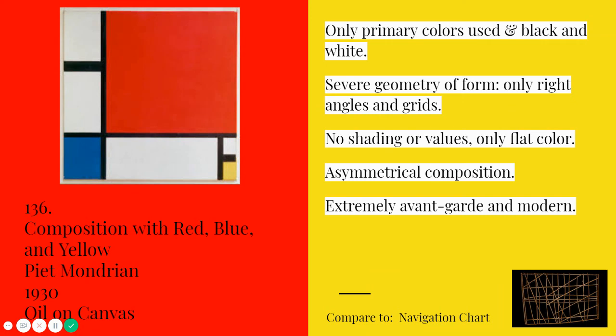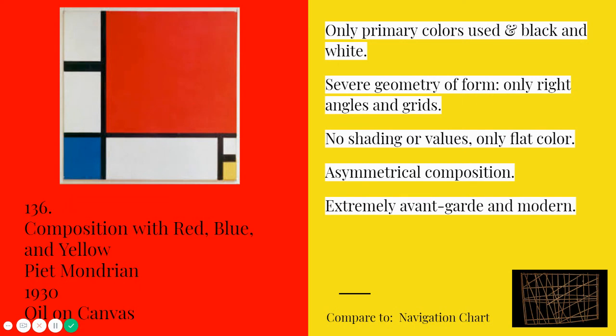So, with all that being said, all of that applies to our image, which is number 136. And this is titled Composition with Red, Blue, and Yellow. See, there you have it. I told you, even the titles are just straightforward. There is nothing to read into this. This is a painting created by Piet Mondrian from 1930. It's an oil on canvas.